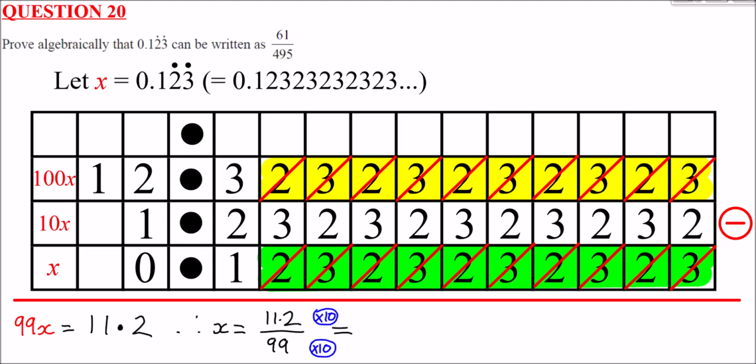If we do that, 11.2 multiplied by 10 gives 112. The bottom becomes 990.